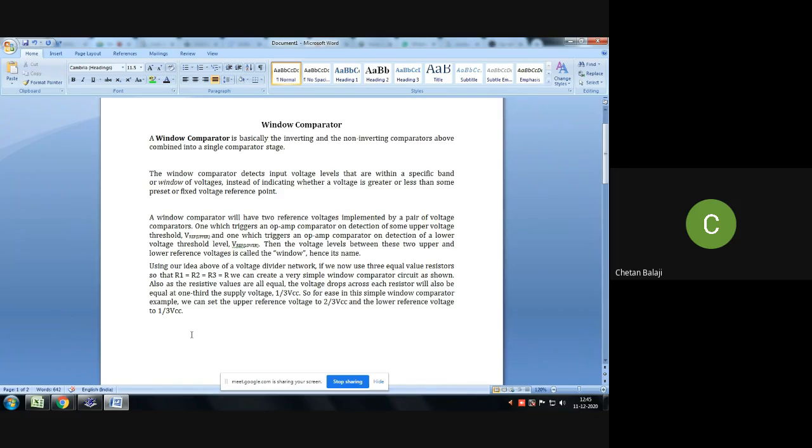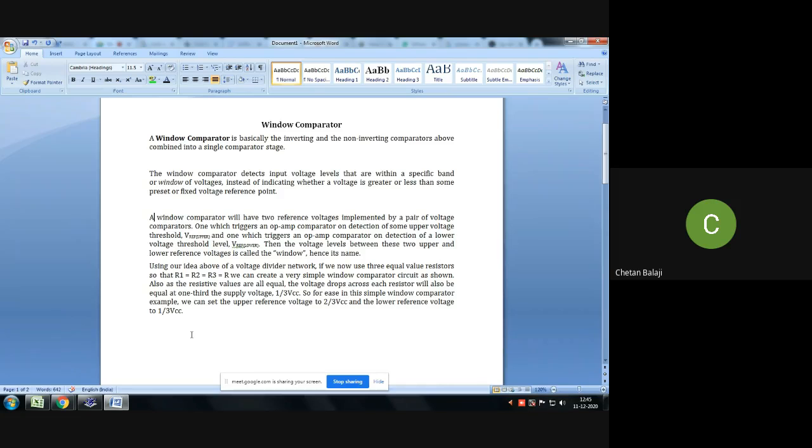Today I'll be demonstrating the working of the window comparator along with the circuit using the Multisim simulation tool. The question is: design and simulate the window comparator using op-amp. This is question number 3 of your part A. If we complete this, we will be completing all 3 experiments of part A. So let's start the window comparator without any further delay.